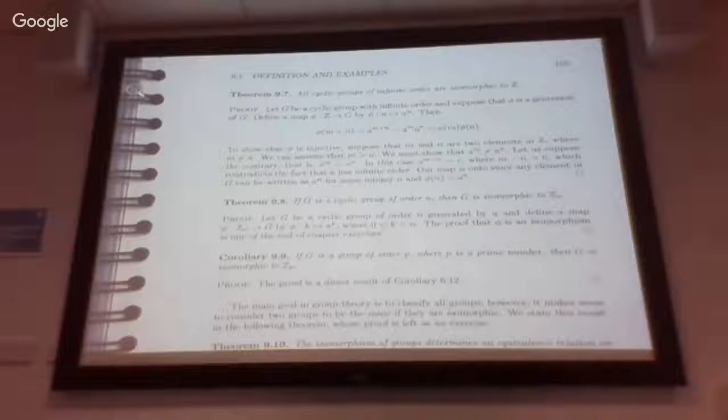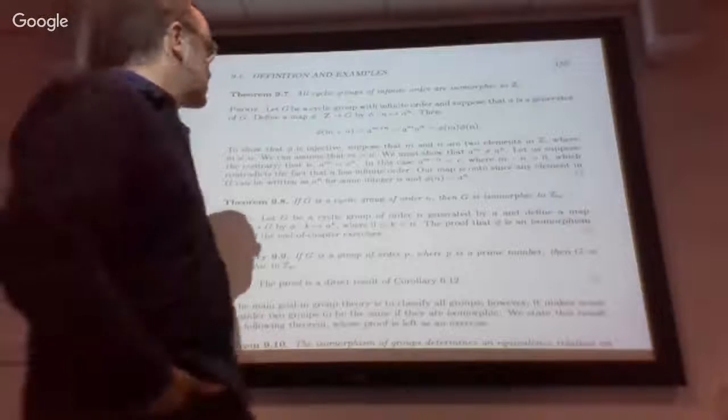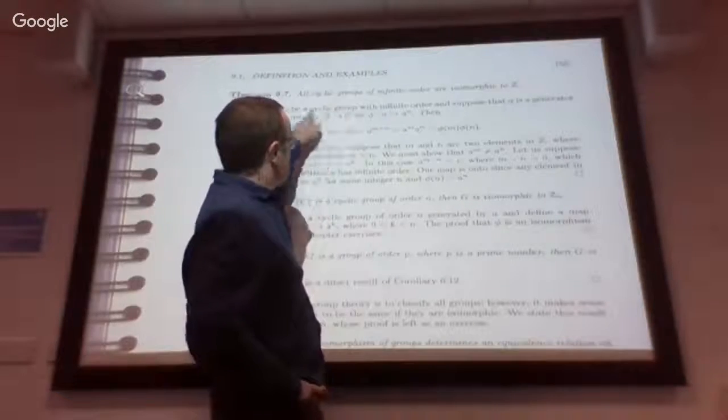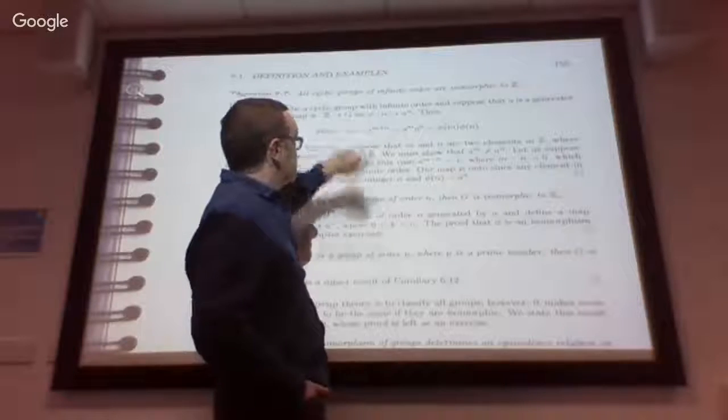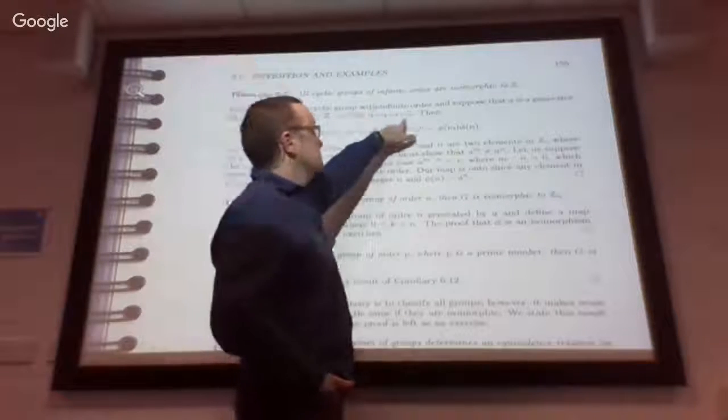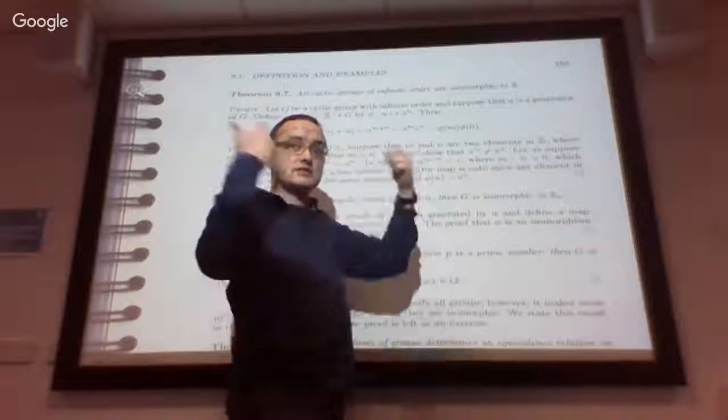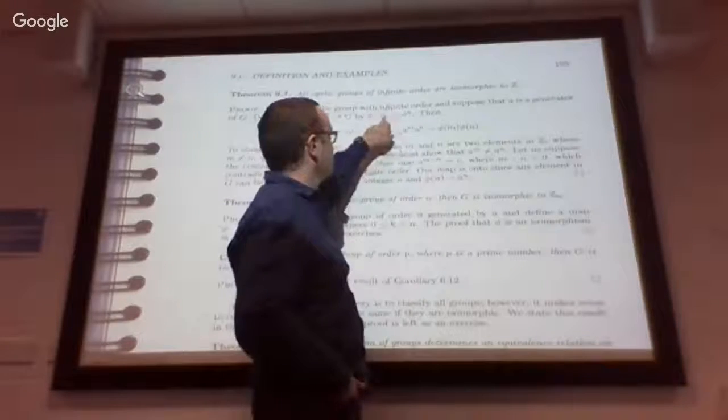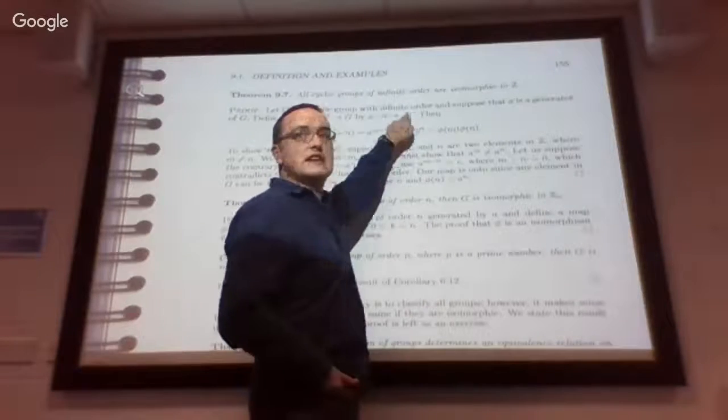So what he's doing here is just spelling that out. Let G be a cyclic group of infinite order. Suppose that A is its generator. So everything in G is some power of A. Then we can construct our mapping. He constructs the mapping in the direction from the integers to G, just using this labeling that I was just counting out on my fingers. We send the integer n to the element A to the power n.